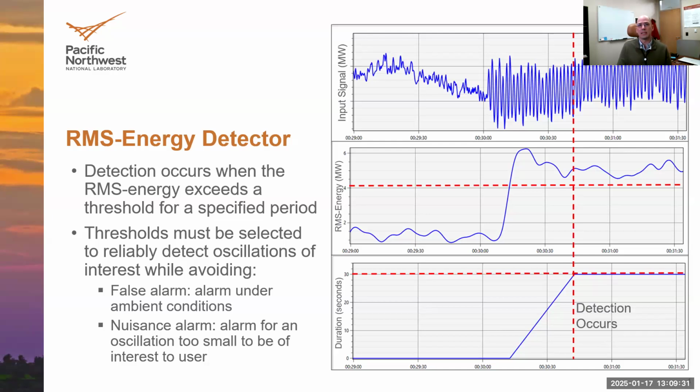But all I'm getting at there is that it's an oscillation that is too small to be of interest to that particular user. So you could imagine a control room where someone is monitoring a big portion of an interconnection, and a 0.5 megawatt oscillation may not be of interest to them, a really small oscillation. If they're being notified about that over and over and over again, that would become a nuisance. For a researcher, maybe that threshold is different or much lower. So it really depends on the user, but the distinction I'm making is that a false alarm is where it's truly ambient conditions. A nuisance alarm is where it's just a small oscillation that you don't want to be alarming.